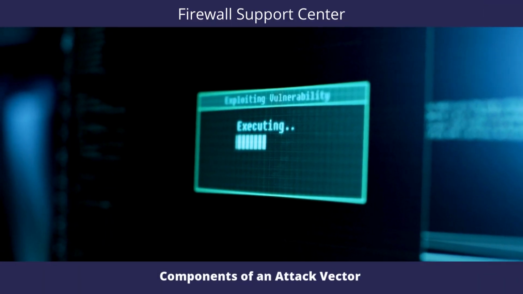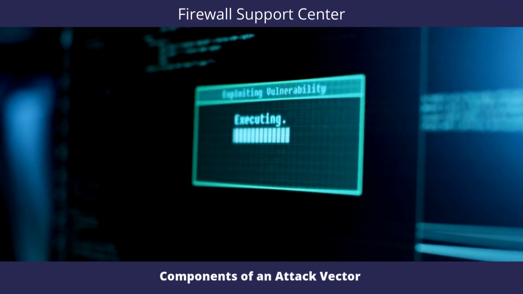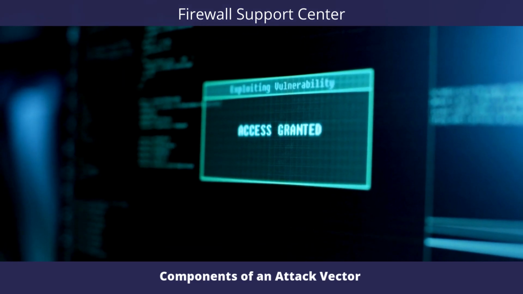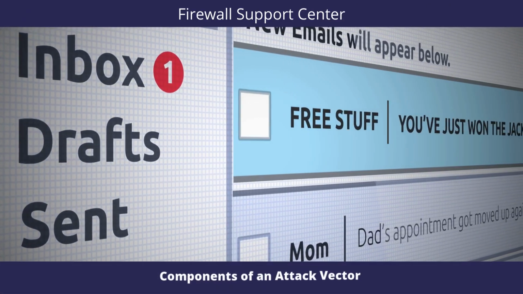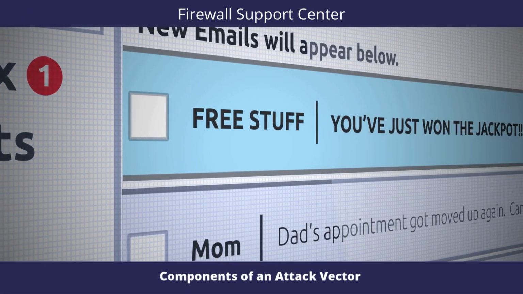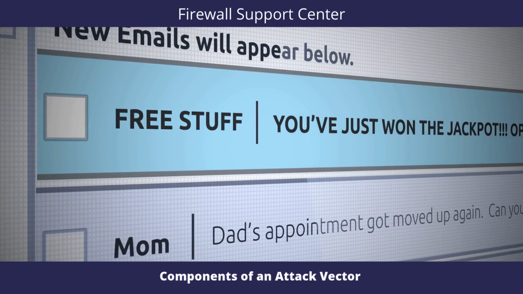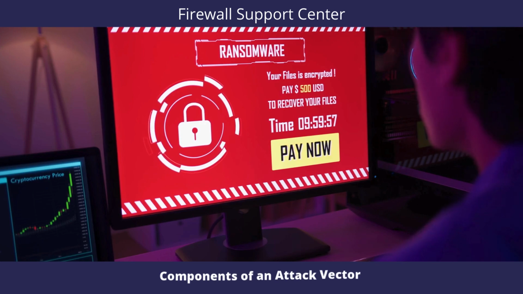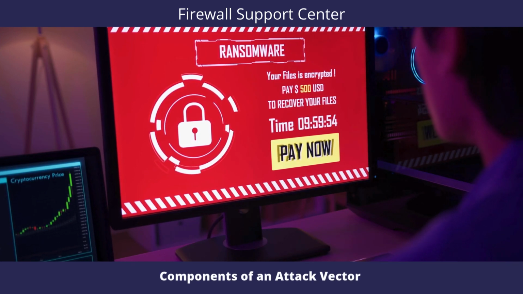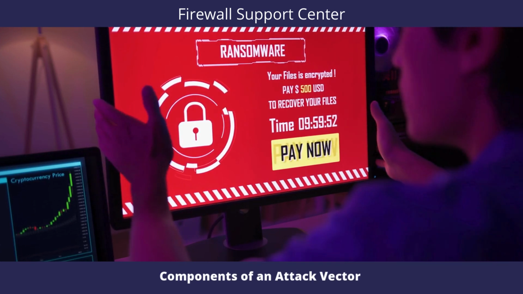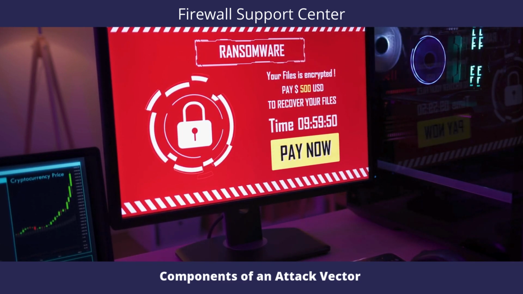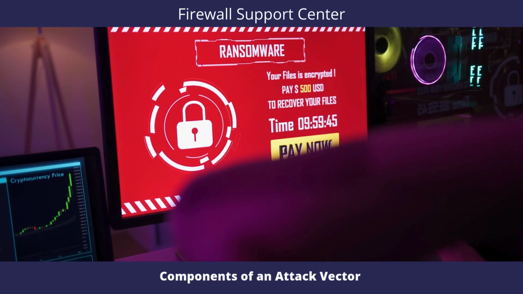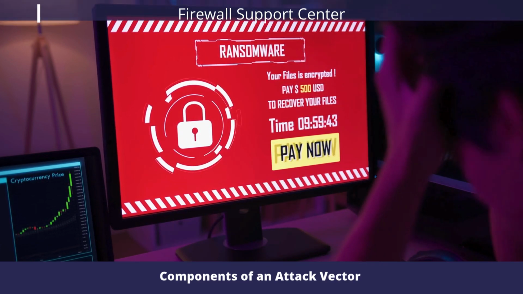So, how does an attack vector work? It typically consists of three key components: a vulnerability, a mechanism that exploits the vulnerability, and a pathway that leads to the vulnerability. Let's break it down with an example. Diego receives an email from a colleague asking him to review an attached document. However, the email is from a bad actor, and the document installs malware on his computer. In this case, the vulnerability is the user, the mechanism is the malware, and the pathway is the email.